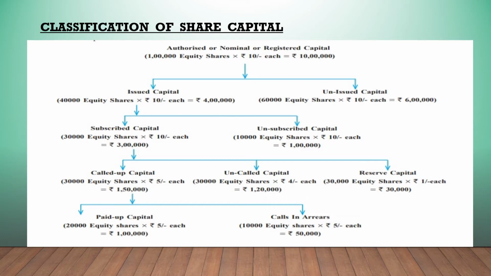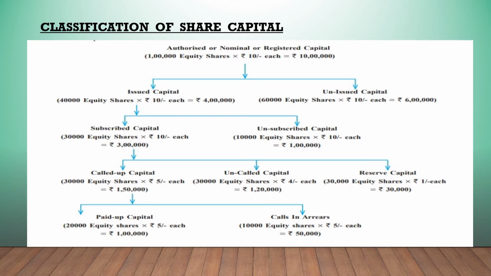Firstly, it is authorized, nominal or registered capital, which is further divided into issued capital and unissued capital. Issued capital is further divided into subscribed capital and unsubscribed capital. Subscribed capital is further divided into called up capital, uncalled capital and reserve capital. And lastly, called up capital is divided into paid up capital and calls in arrears.